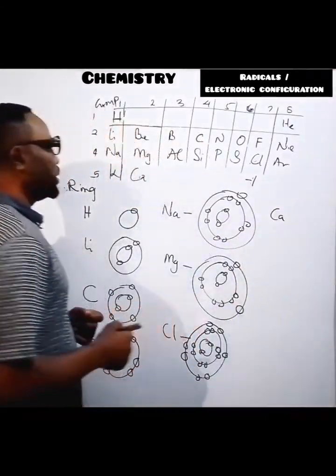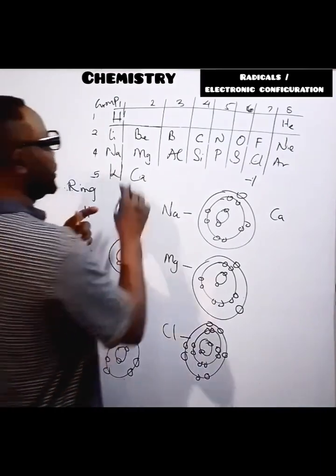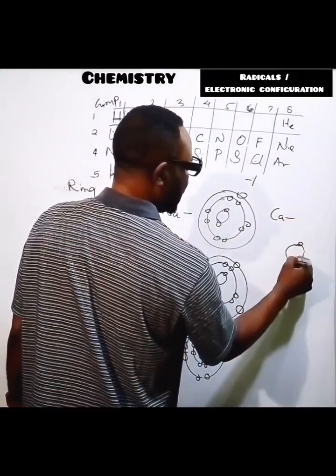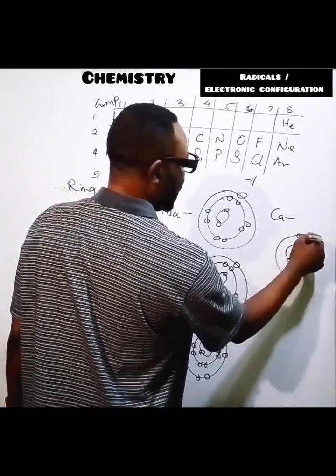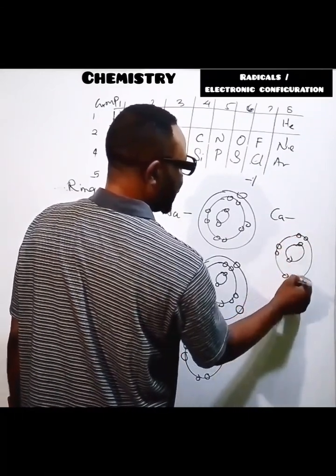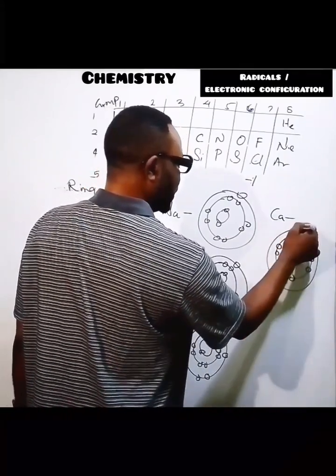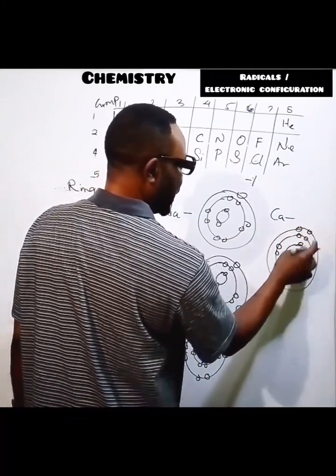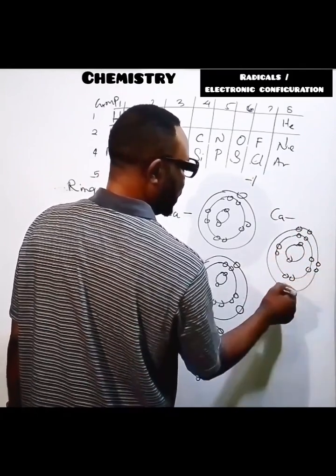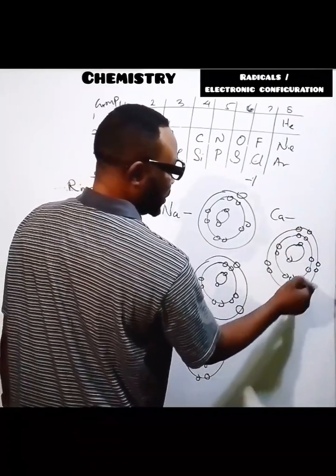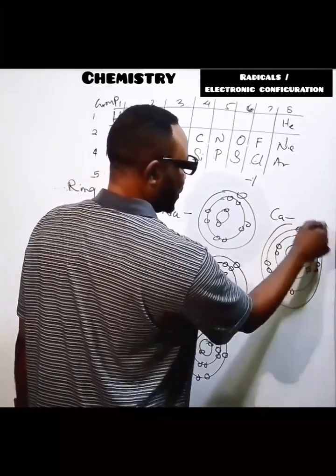calcium. The atomic number of calcium is 20. So I can have calcium to be 1, 2, followed by what? How many? 1, 2, 3, 4, 5, 6, 7, 8. This is 10 now, and we're going to 20. 8, 9, 10, 11, 12, 13, 14, 15, 16, 17, 18. 18 now. What do you mean?